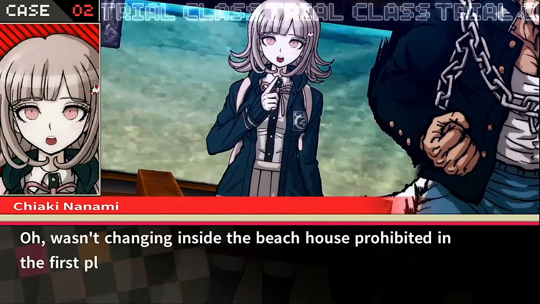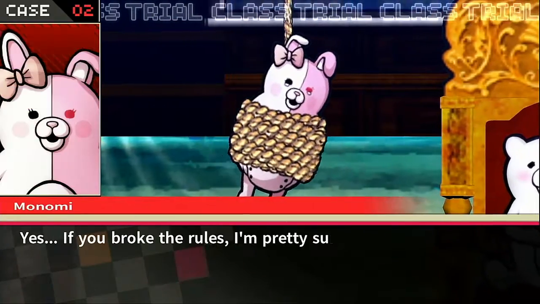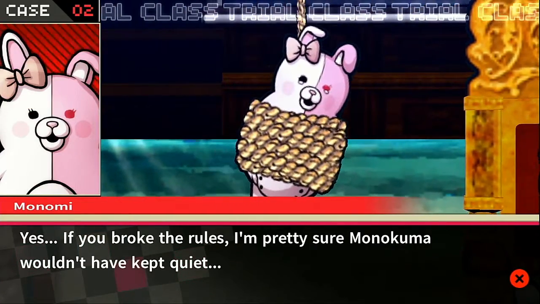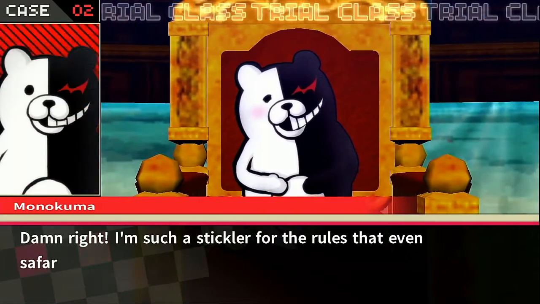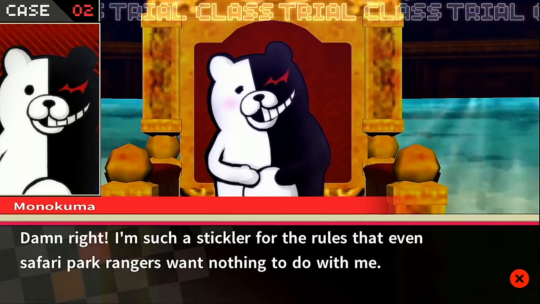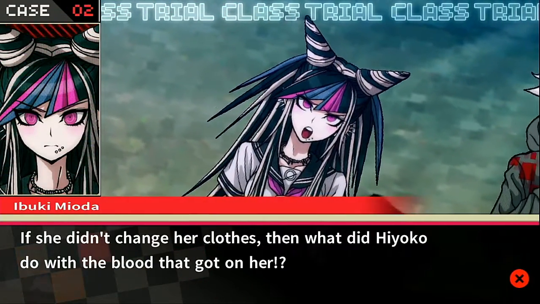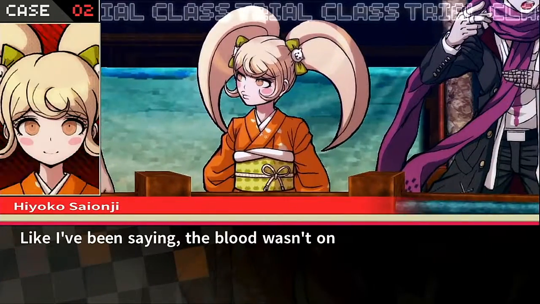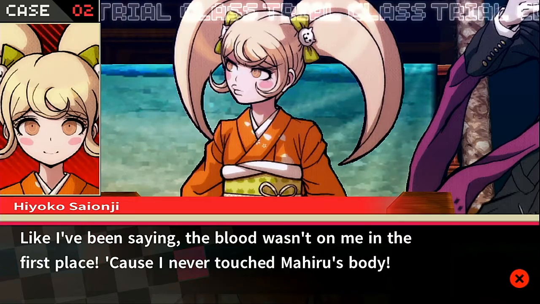Oh, wasn't changing inside the beach house prohibited in the first place? Yes, if you broke the rules, I'm pretty sure Monokuma wouldn't have kept quiet. Damn right! I'm such a stickler for the rules that even safari park rangers want nothing to do with me! If she didn't change her clothes, then what did Hiyoko do with the blood that got on her? Like I've been saying, the blood wasn't on me in the first place, because I never touched Mahiru's body!